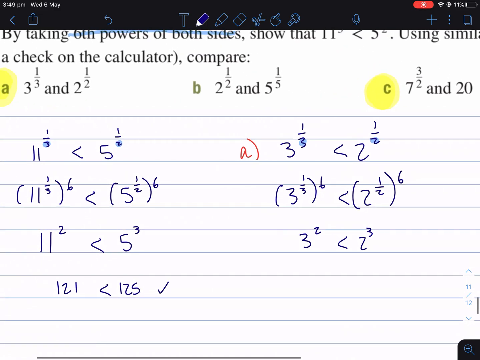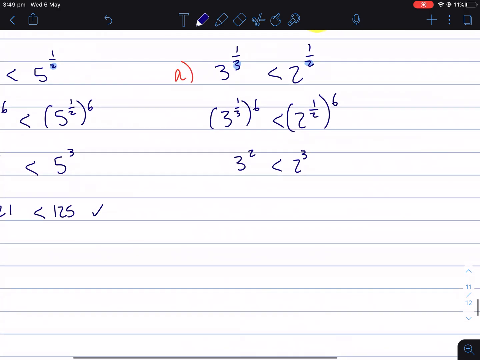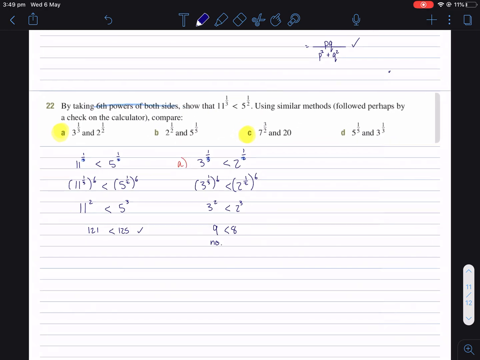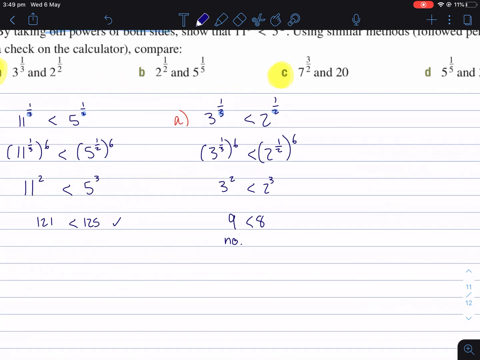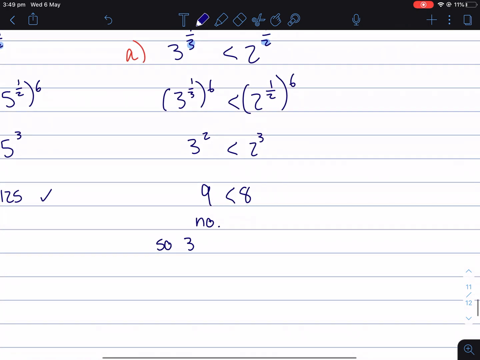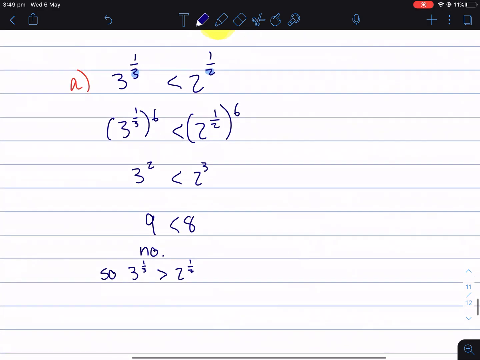Did I do this right? Did I write that down correctly? So this is saying 9 is less than 8. No. So that means 3 to the 1/3 is actually greater than 2 to the 1/2. Oh, it's just a way to double check.